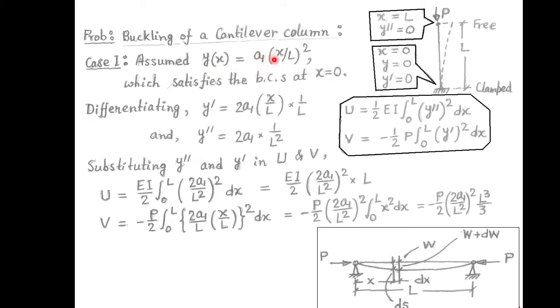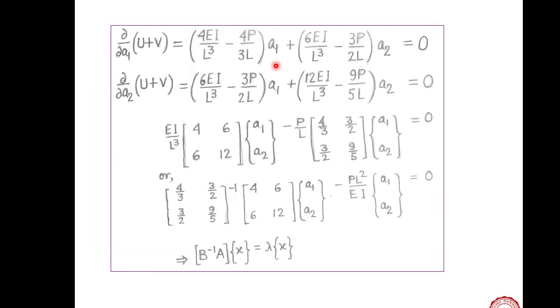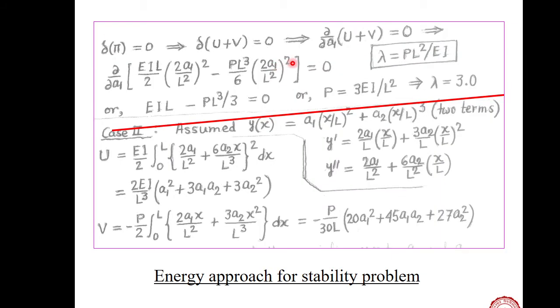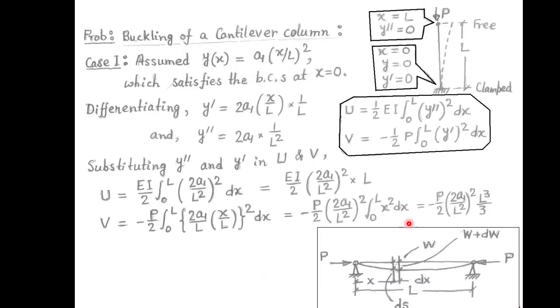If this is 0, what we need to do? We need to take a derivative of this with respect to a1, and then set it equal to 0, and then we'll calculate the value of a1. Clear? So here we are taking this partial derivative of u plus v, where this is u, this is v.